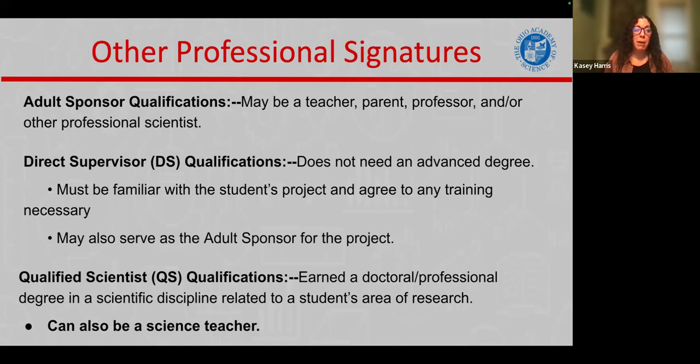So you may have the parent sign off as the adult sponsor, and as the teacher, you may be the direct supervisor. A qualified scientist is someone who's earned a doctoral or professional degree in a scientific discipline related to the student's area of research, or it can be a science teacher. So as the teacher, you can also be the qualified scientist.